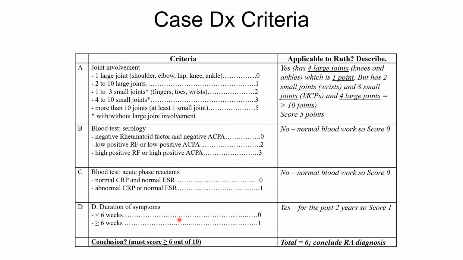But then we have the duration of symptoms. It is beyond 6 weeks. It's been going on for about 2 years. So with that, that is 1 more point. 5 plus 1, 6. So if it's 6 or greater, then that's where we would conclude that a rheumatoid arthritis diagnosis would be appropriate. Not everyone that has a rheumatoid arthritis diagnosis requires positive findings on a blood test. If you have a sufficient number of joints, as well as length of time, it would be sufficient for you to have a positive diagnosis of rheumatoid arthritis.